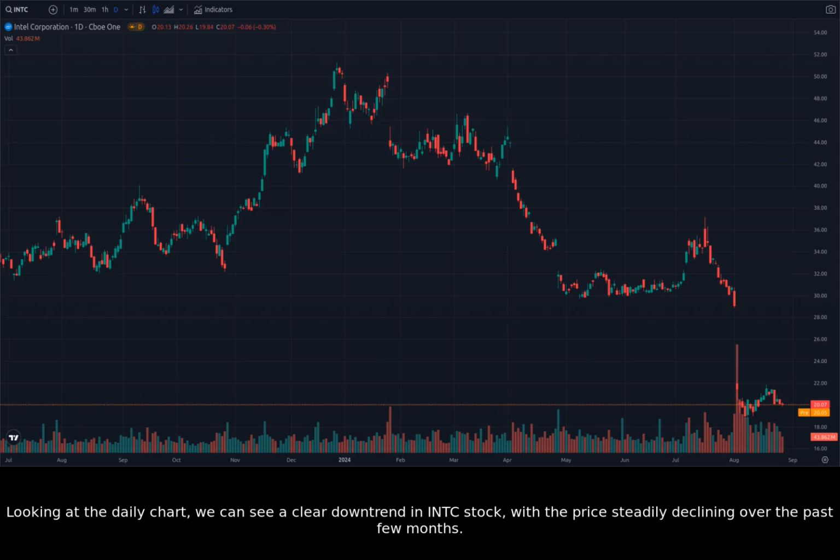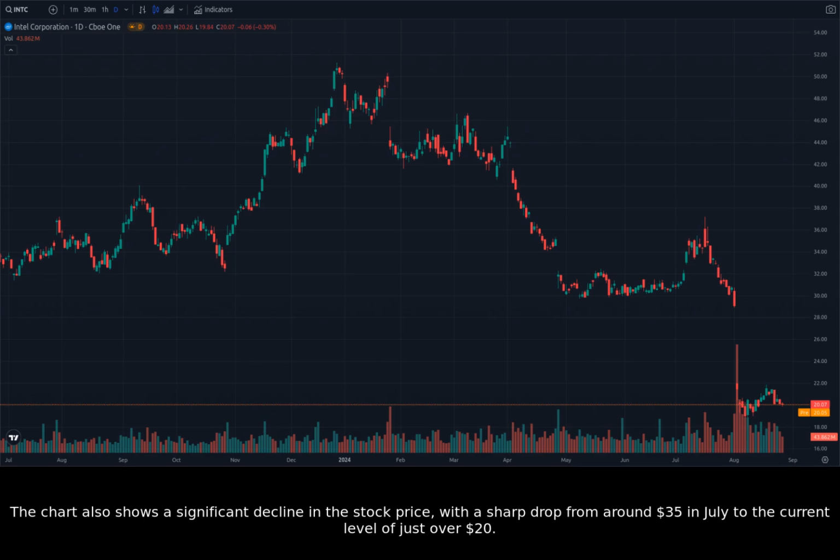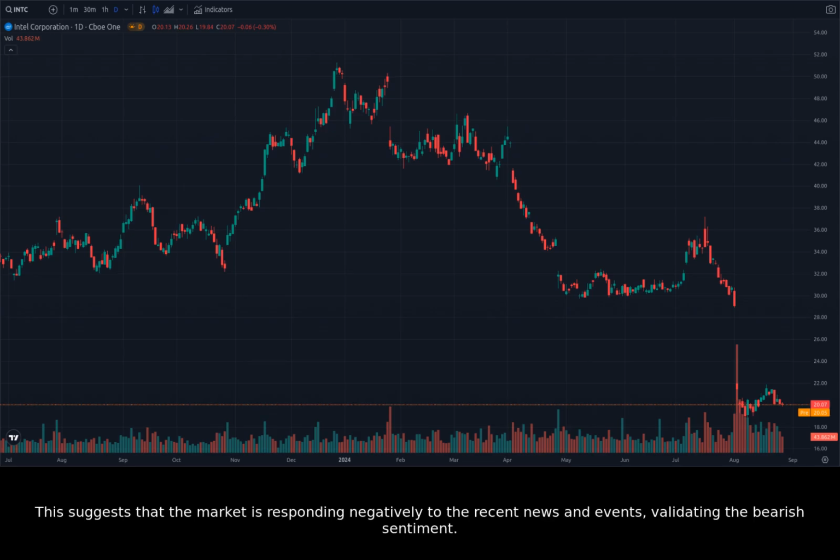Looking at the daily chart, we can see a clear downtrend in Intel stock, with the price steadily declining over the past few months. This trend is reinforced by the fact that each successive candle is closing lower than the previous one, indicating a consistent selling pressure. The chart also shows a significant decline in the stock price, with a sharp drop from around $35 in July to the current level of just over $20. This suggests that the market is responding negatively to the recent news and events, validating the bearish sentiment.